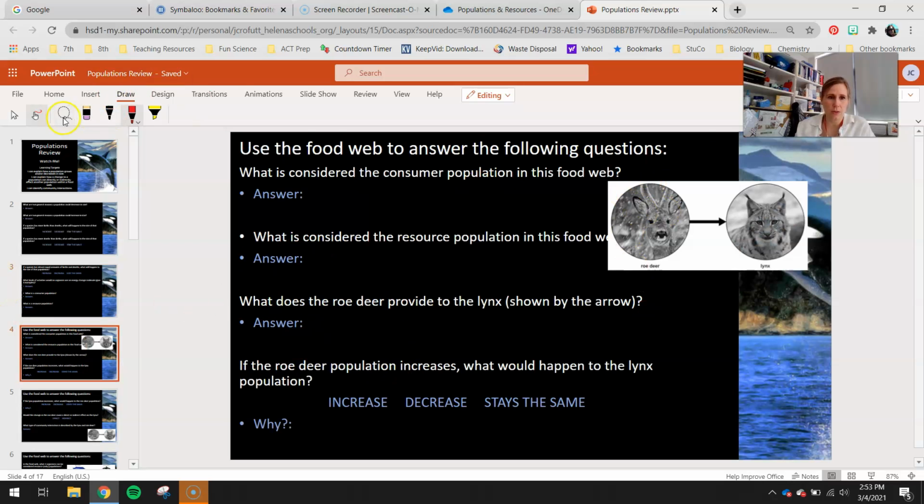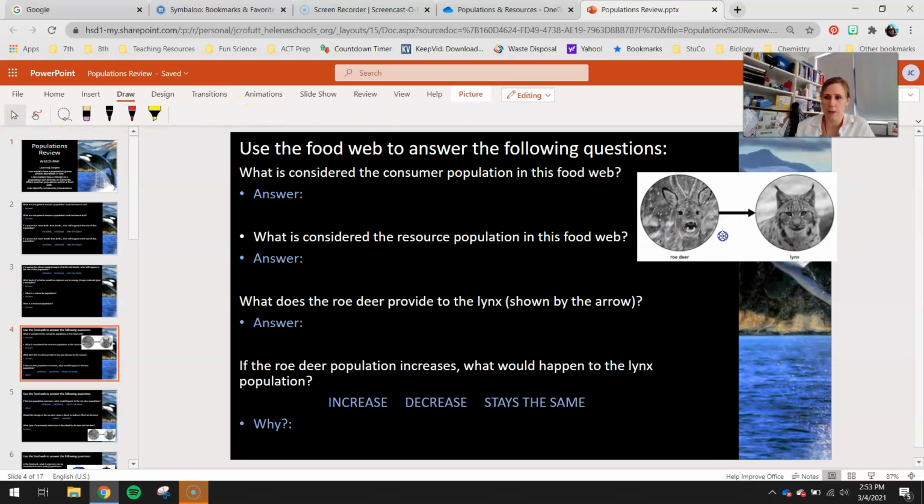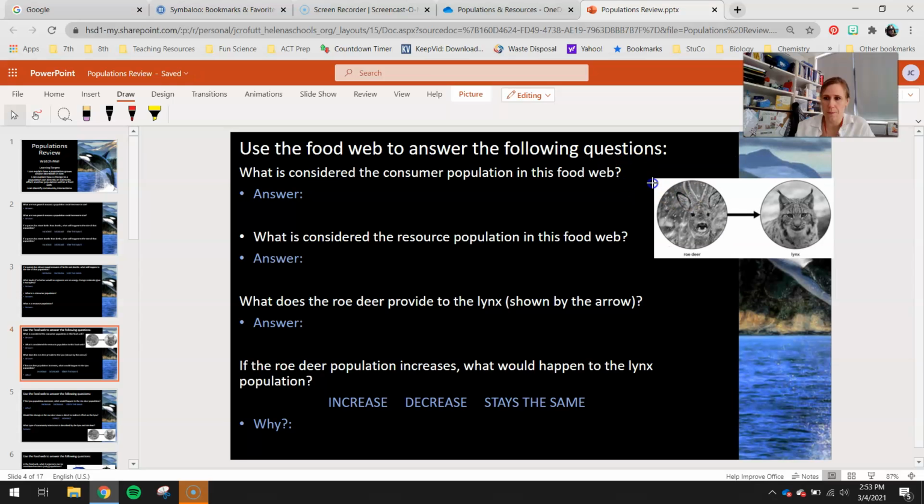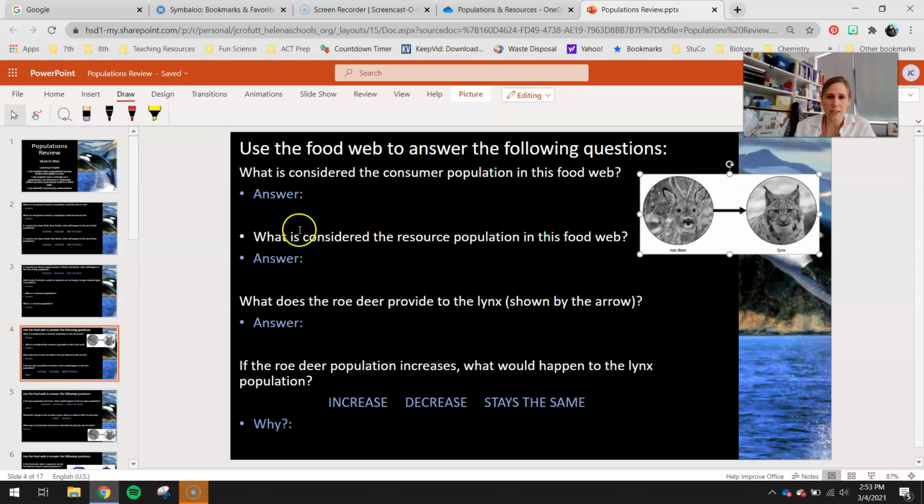Okay, for this one, you guys are going to use this little food web here. I'm going to move this over to the side for you a little bit. What is considered the consumer population and the resource population in this food web? These are the only 2 organisms in your food web, so those should be the only 2 that you're providing for answers for these 2 questions. What does the roe deer provide to the lynx, shown by the arrow? So what does this arrow represent? What is he giving to the lynx when the lynx eats him?